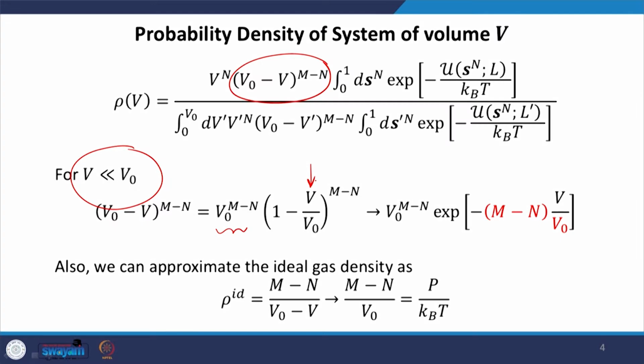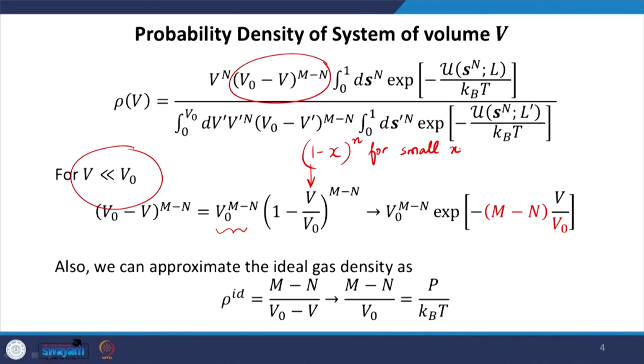So, I use the rule for an approximation of something like this for small x, and m minus n is a large number, because m minus n is the number of the molecules in the ideal gas reservoir. So, this is for small x and large n, and we can approximate that by an exponential function.